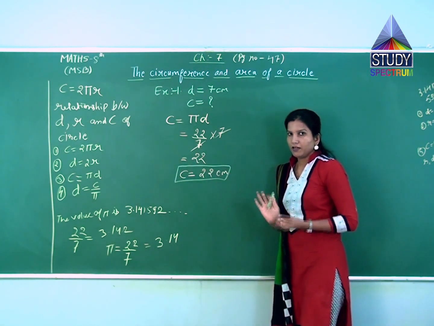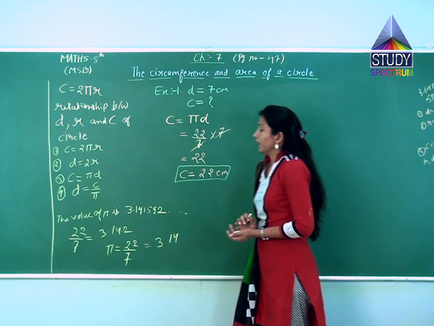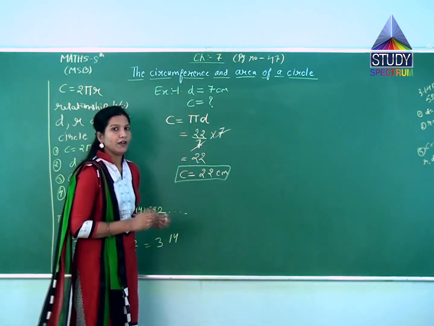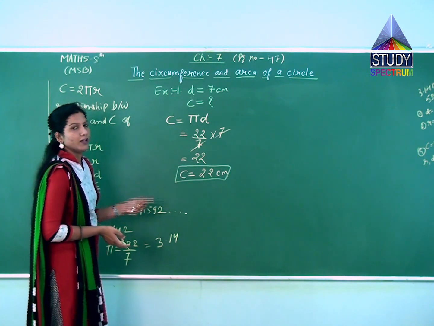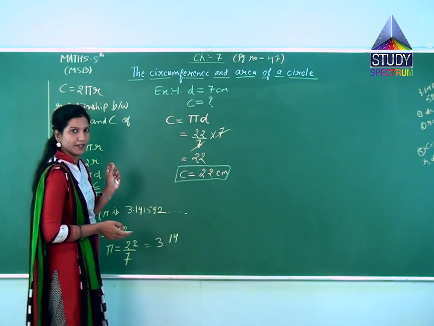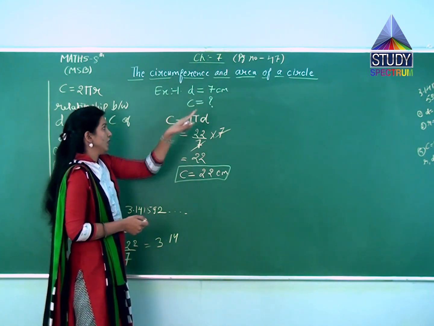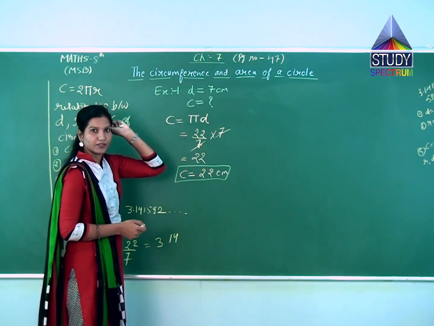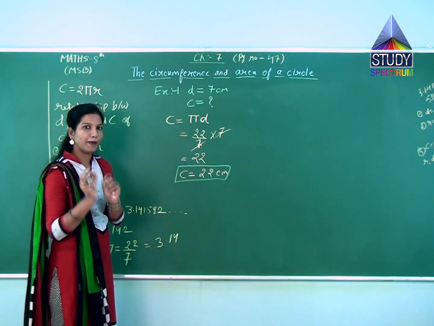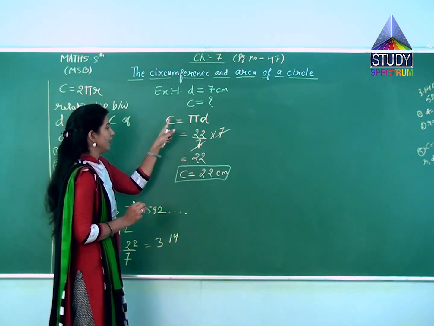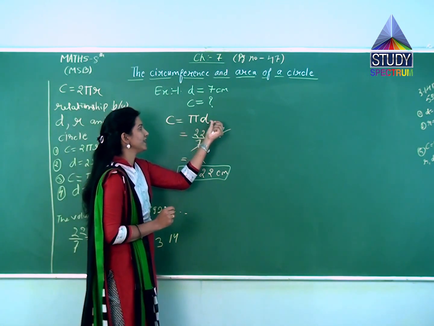Simple question tha. What was said to us? The circumference of a circle is not given. You have to find it if the diameter of the circle is given. And what is the diameter given? 7 cm. Now, you have to find the circumference of the circle. You have simply applied the formula for the circumference of the circle in which a D is there.